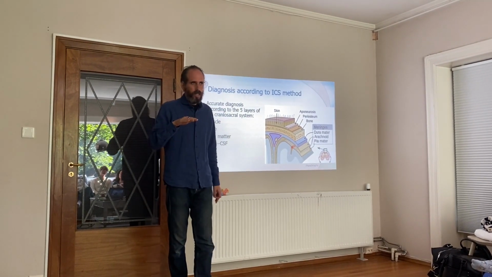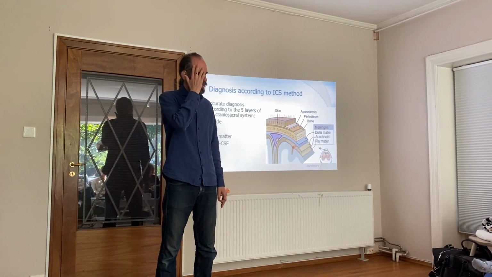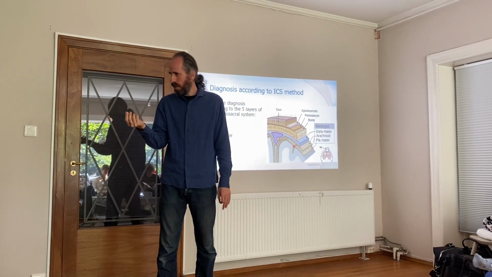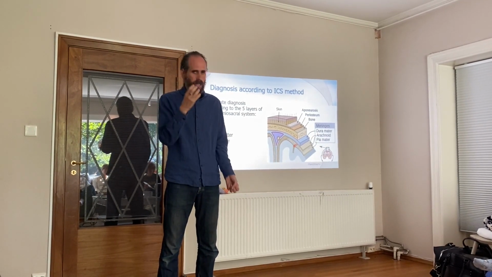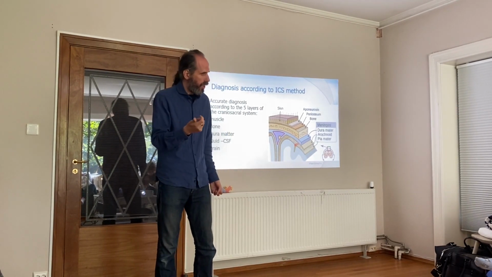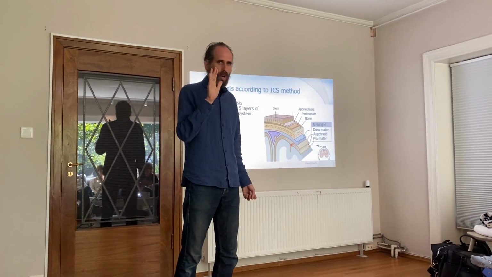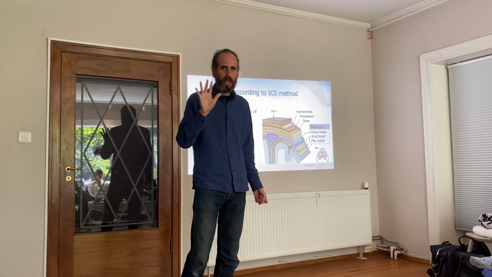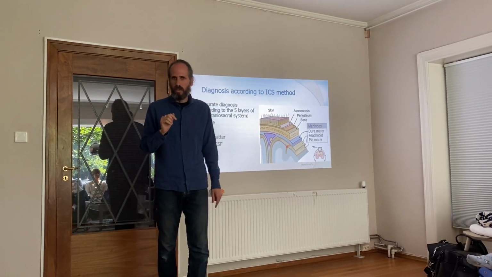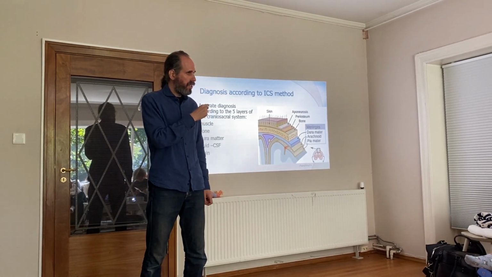So when I'm touching the frontal bone, for example, I want to feel the frontalis muscle. And it has a certain texture, a contracted muscle. And then the bone has a different texture. And then the dura has a different texture. And the fluid and the brain. So what I'm doing in ICS, I'm going to diagnose the cranial system according to these 5 layers. And I'm going to tell you in which layer I have a dysfunction.